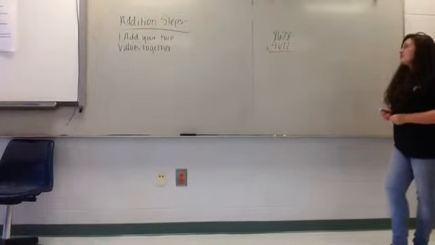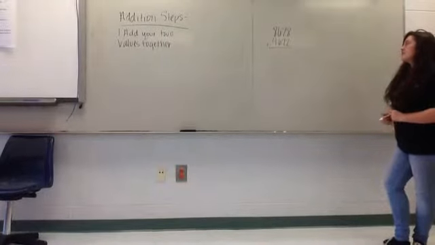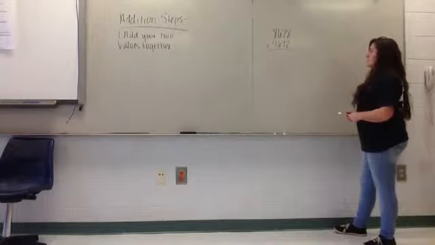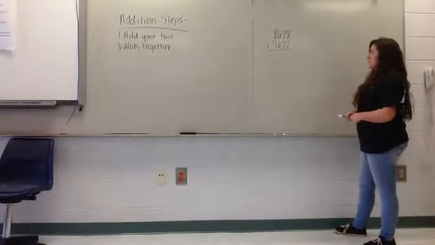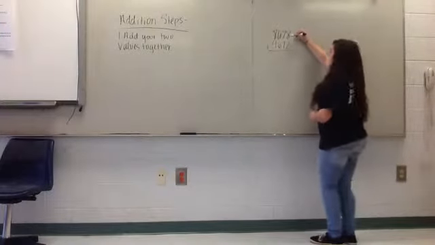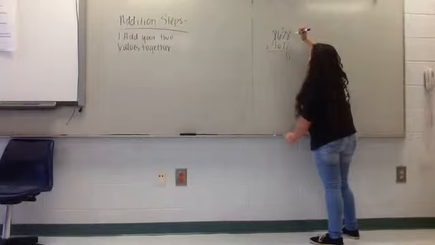Your first problem is on addition. Your addition steps are to add your two values together. So today we're going to be adding 8,678 and 4,672. So we start at the ones place with 8 plus 2, which is 10, so we put down our 0 and carry our 1.